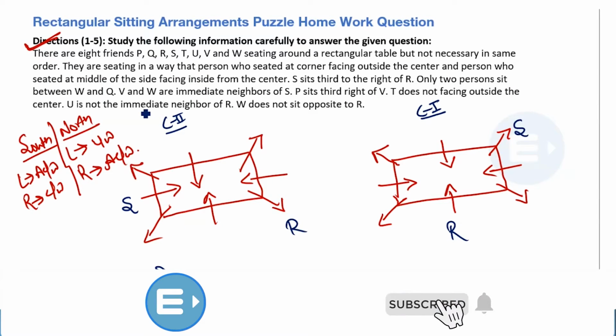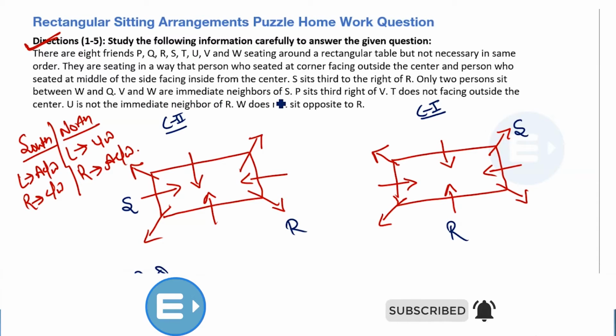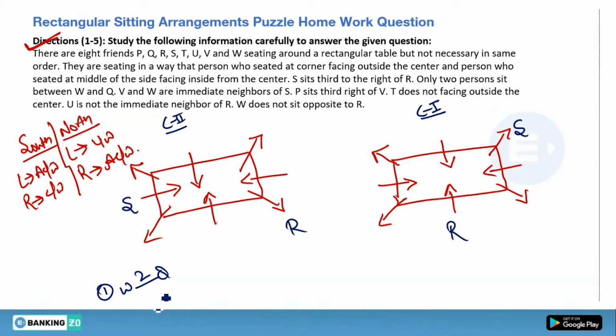Now V and W are the immediate neighbors of S. Second point, V and W are immediate neighbors of S. This double line means immediate neighbor. So V can come here, W can come here. Similarly, W can come here, V can come here. In this case also, V can come here, W can come here. Similarly, V can come here, W can come here. So there are 2 more possibilities arising, so we will make a footnote of this point also.